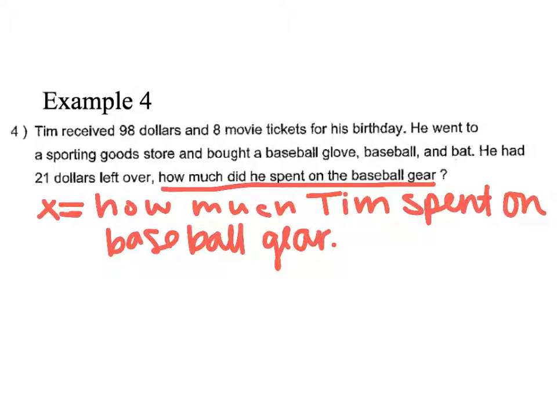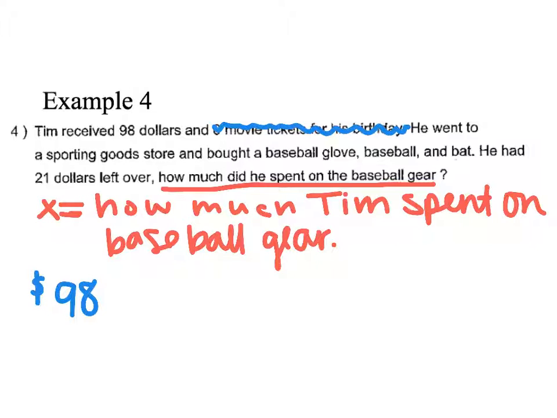Okay, Tim received $98 and 8 movie tickets for his birthday. The 8 movie tickets have nothing to do with how much money he has, how much he spent. That's just extra information. And good for him, he got 8 movie tickets. That's exciting, but that has nothing to do with how much he spent on the baseball gear or how much money he has. So we don't need that information. Okay, so he had $98, so let's write that down.